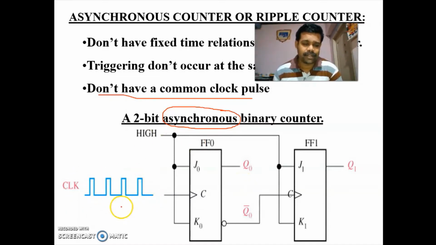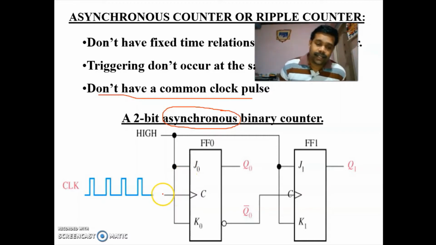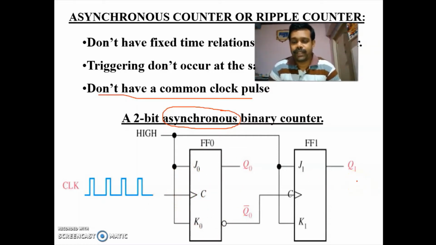This is the clock. Clock is nothing but a square wave. Now we are going for the working. Since we are giving the clock directly to the first flip-flop, this is a positive edge triggered flip-flop. Triggering is nothing but changing the state; making the flip-flop change its state is called triggering. There are two types of triggering: edge triggering and level triggering.